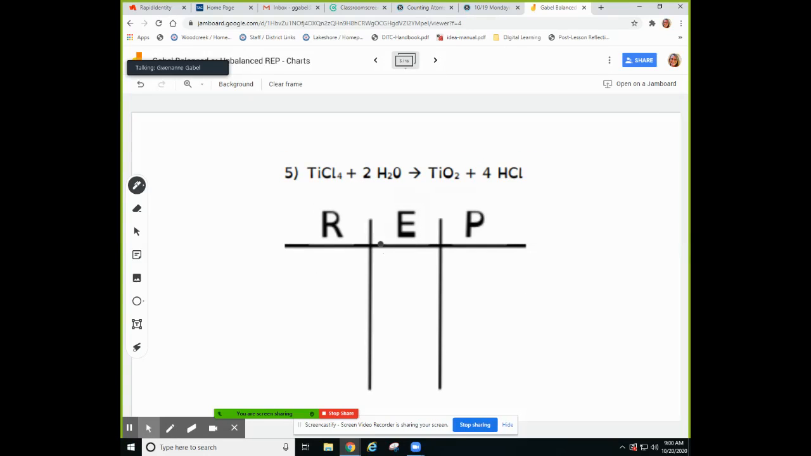Okay. My next example, I need to identify what the elements are. So I have Ti, I have Cl, I have H, and I have an O.